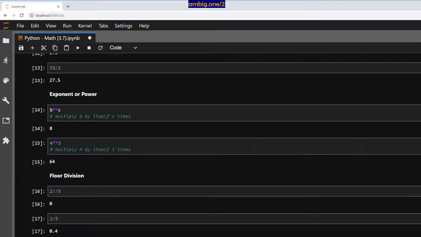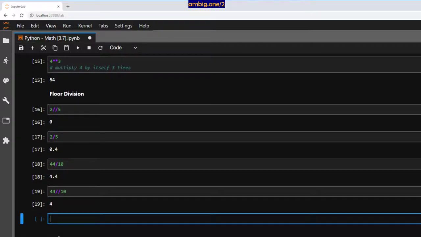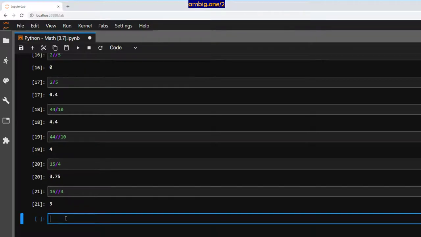Let's do 44 by 10. That is 4.4, right? 44 floor division by 10 is 4. So that's what floor division gets you. And 15 by 4, 15 floor division by 4, that is 3.